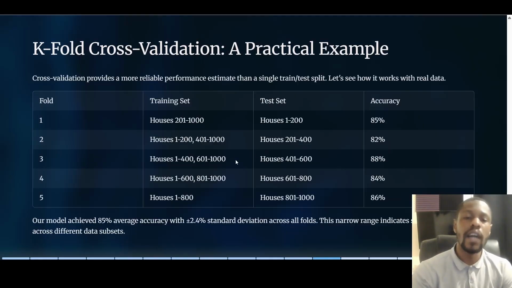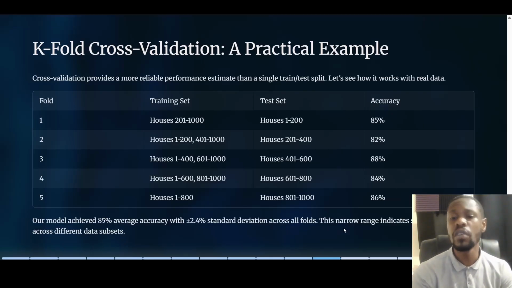And we just repeat the process. The last one now becomes part of the test set, and we include the previous in the training. We essentially just repeat that process, calculate all the scores and find out the mean. So our model achieved 85% average accuracy with plus or minus 2.4% standard deviation across all folds. This narrow range indicates stable performance across different data subsets.